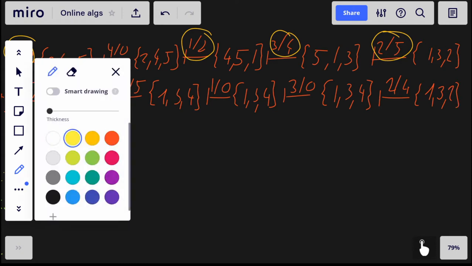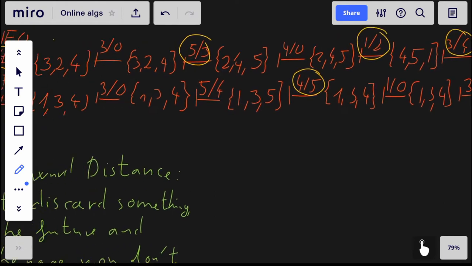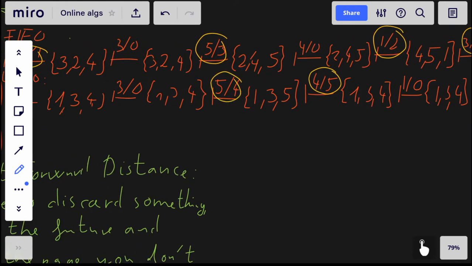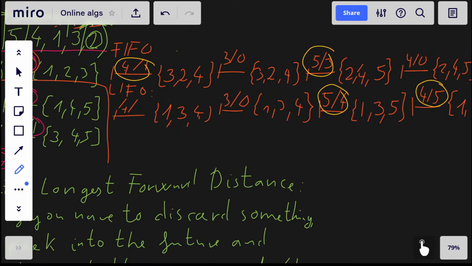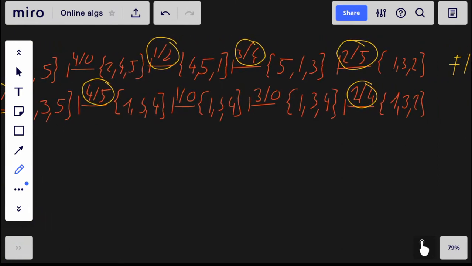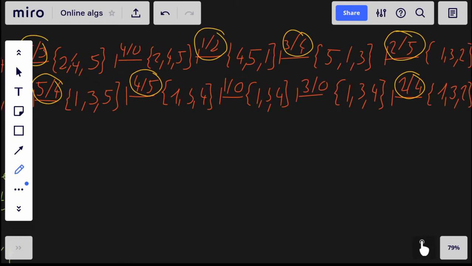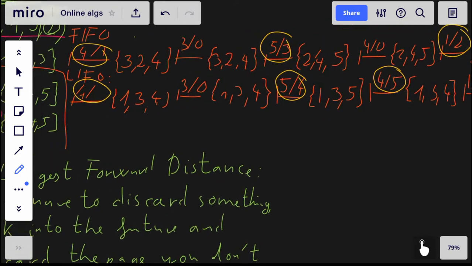Now again, if you compute the cost of these, we'll pay 1, 2, 3, and 4. 1, 2, 3, and 4. Now that's an interesting situation because here LIFO costs only 7, which is smaller than the previous 8.